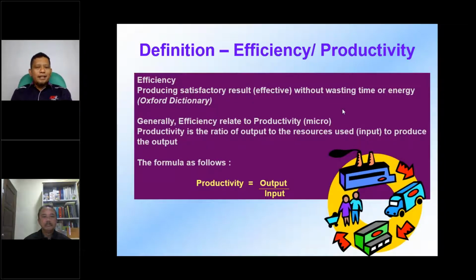Generally, efficiency is related to productivity. This one I share about productivity at the micro level, not macroeconomic. Macroeconomic productivity is defined by GDP growth over time. That's macro. But on the micro side, productivity or efficiency is measured in terms of output divided by input.